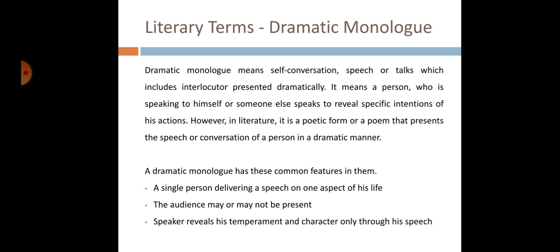Dramatic monologue is half poem and half drama, in which a single fictional or historical character other than the poet speaks to a silent audience, constituting one or more persons. This form of poetry was perfected by Robert Browning. It has the following characteristics.